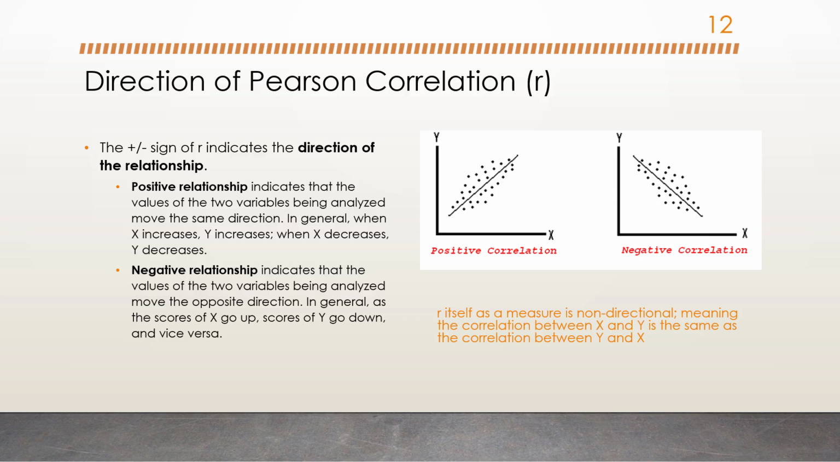When x increases, y increases. When x decreases, y decreases. A negative relationship indicates that the values of the two variables move in opposite directions. As the scores of x go up, the scores of y go down, and vice versa.